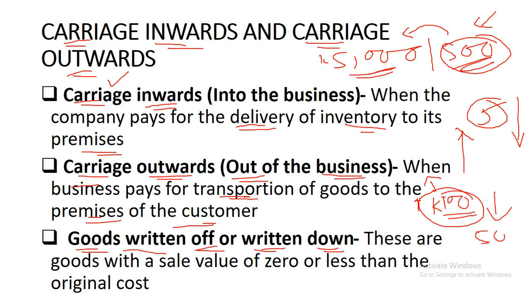Maybe you sell 1 case at 50 kwacha, right? Then it means these goods have been written down. Maybe to some extent where you have goods worth 100 kwacha, right? And then they are expired. In that moment, they're expired, so the value becomes 0. So you have to write them off because they don't have any value. So that's what we call goods written off and goods written down.